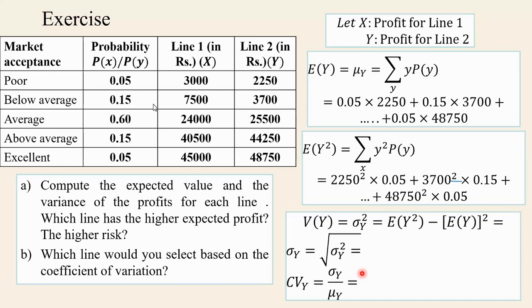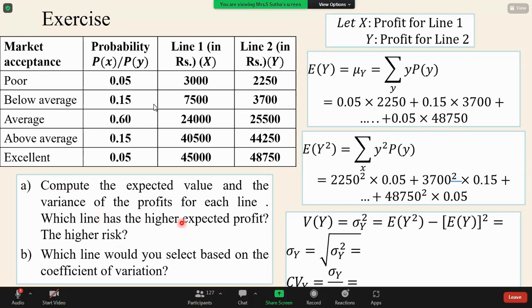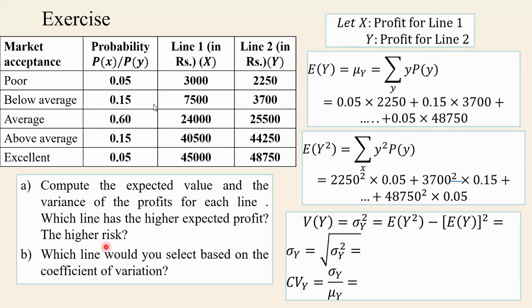From these calculations, you can identify which line has the higher expected profit and the higher risk. And also you can recommend, based on the coefficient of variation, which line you have to select, right? Then you have to complete this as homework, right?